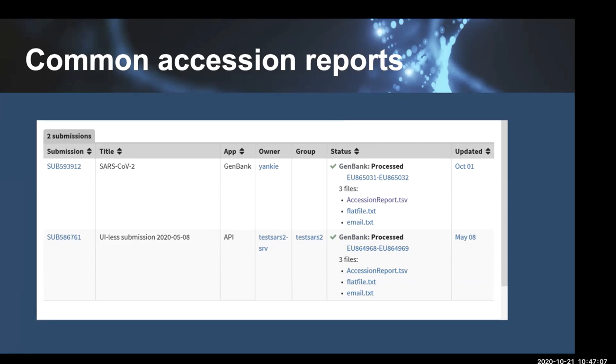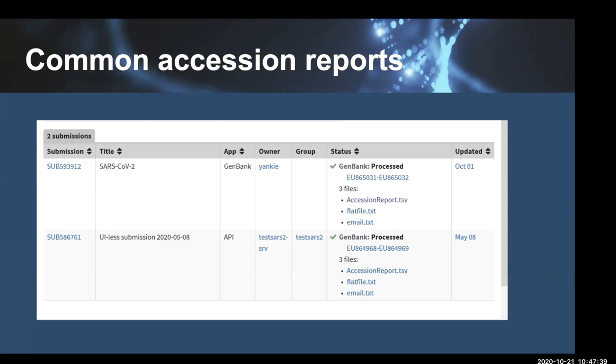You get a tab delimited file that you can download that has the relationship between the accession number and the seq ID or sequence identifier used in your original submission. You can also download copies of the flat file and the email that we send to you when it is released. If you did not put a hold date on your sequences, which I hope most of you are not, this will be a live link that will take you to the records in the database as soon as they appear.